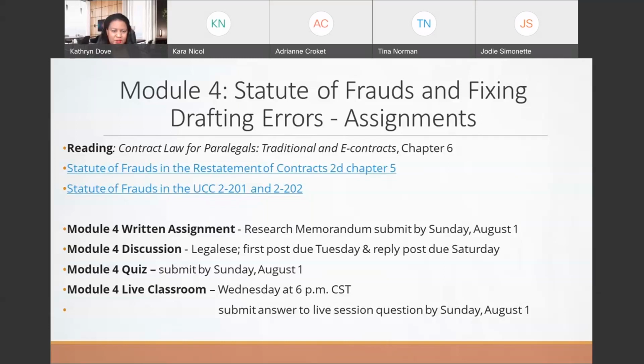Did anybody take the time to read chapter 6? How do you feel about this textbook? Do you like the textbook? Any thoughts about the textbook? Okay, not yet. Adrian says I have nothing to compare it to. Okay. I actually think it's a very good textbook.